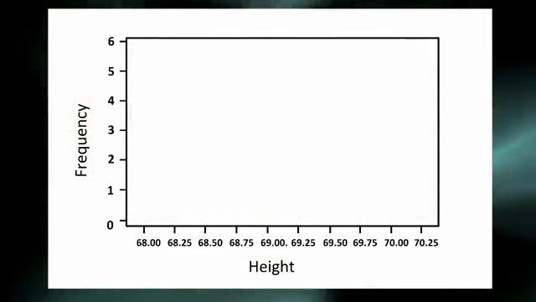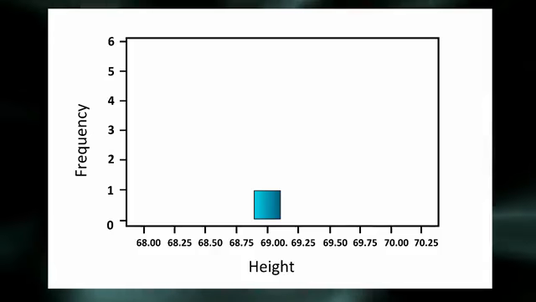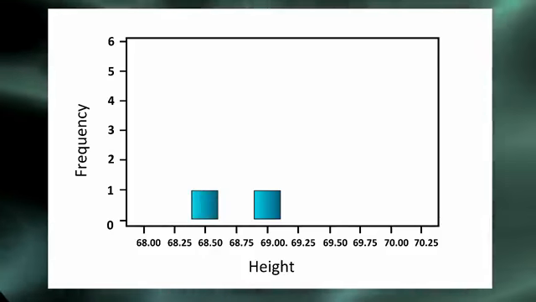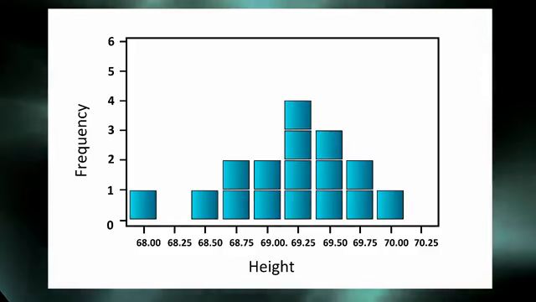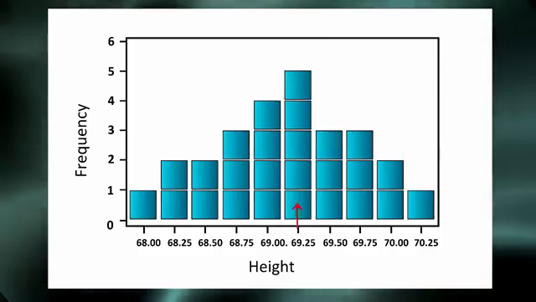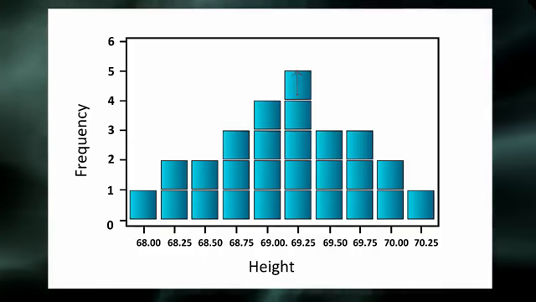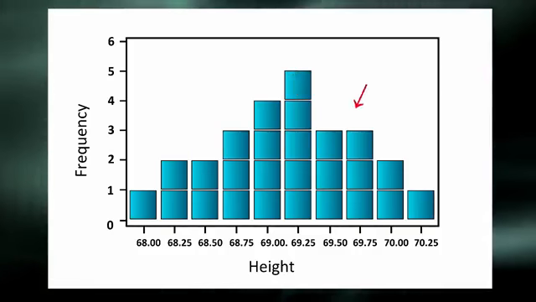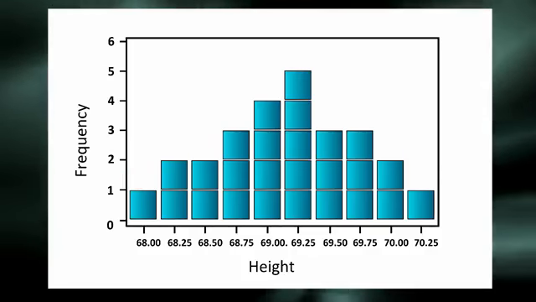We could create a bar graph and plot that mean for our first sample on the graph. If our second sample had a mean height of 68.5 inches, we'd add that to the graph. As we continue to plot the mean height of each random sample, a pattern would begin to emerge. Notice how there are more sample means at 69.25 inches than at any other length. Notice also how, as the length becomes larger or smaller, there are fewer and fewer sample means.